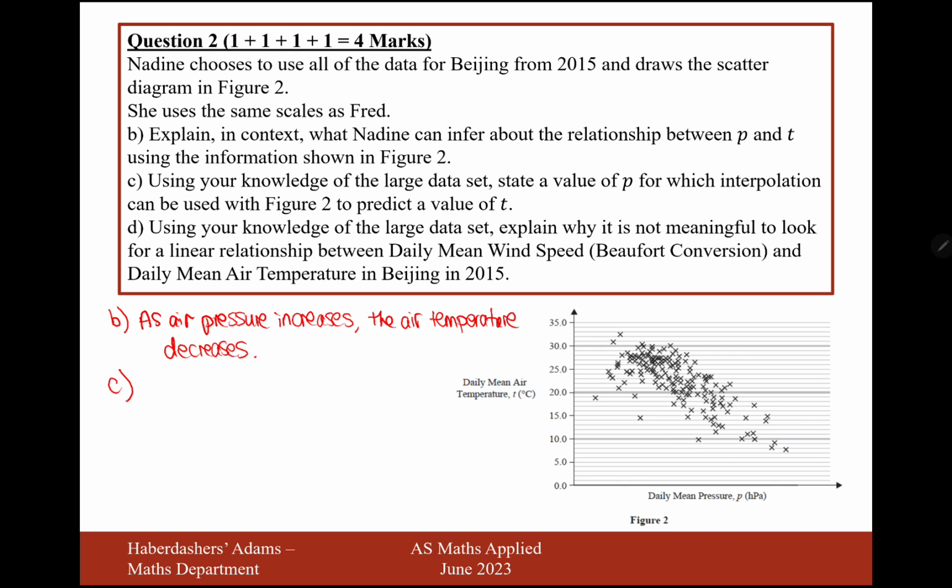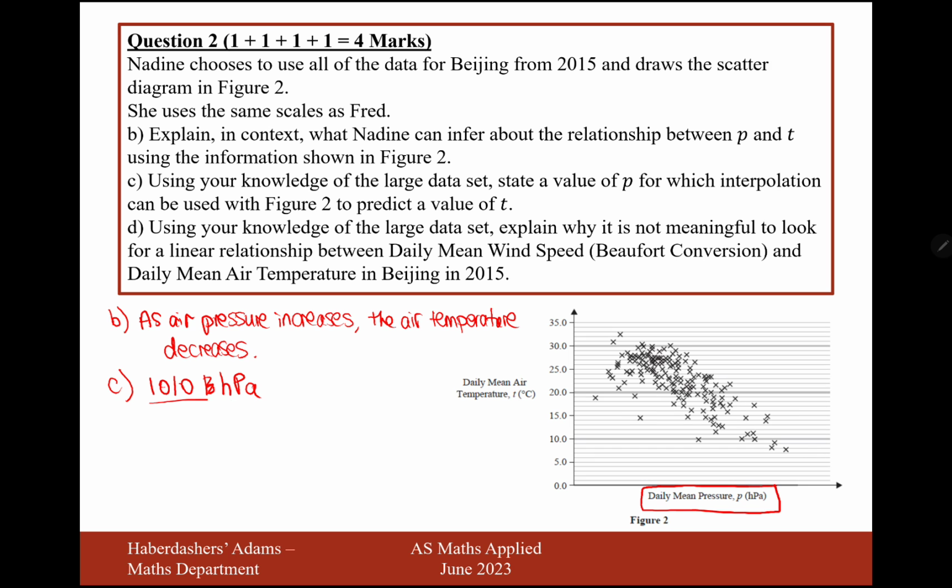Using your knowledge of the large dataset, state a value of P for which interpolation can be used with figure 2 to predict a value of T. Now, hectopascals and daily mean pressure is a really important piece of data to remember from the large dataset. All of the values for hectopascals are in the thousands. It's like 1,000, 1,010, 1,020. So I would say 1,010 hectopascals.